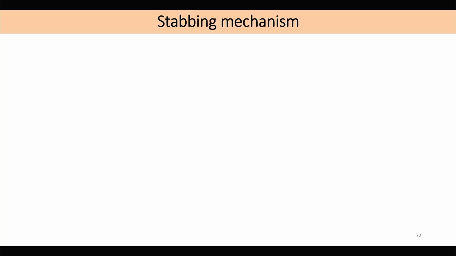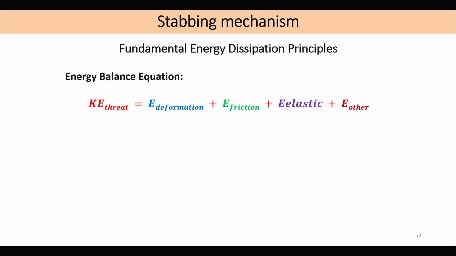So, now we will try to understand the stabbing mechanism. How does the energy of a stab get dissipated? The fundamental energy dissipation principle is the energy balance. This is the total threat energy, that is, the stab energy, KE threat. This is the total kinetic energy of the weapon, half mv squared, where v is the velocity and m is the mass.